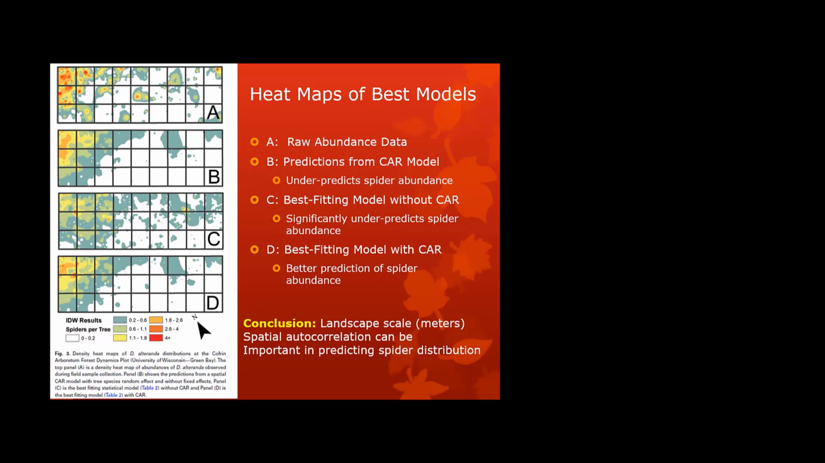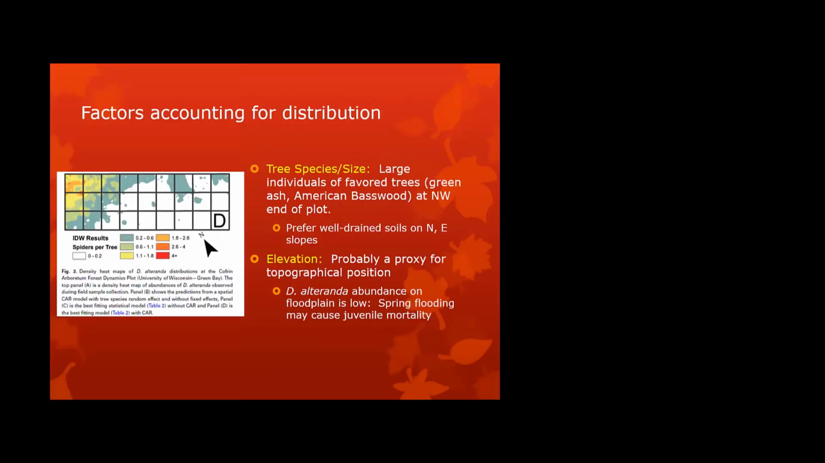And then finally, we have what we think is the best model, which is the best fitting model with the spatial autocorrelation. And it seems to be a better predictor of the spider abundance. So the basic conclusion is that at the landscape scale, these meter-scale spatial autocorrelations can actually be important in predicting spider distribution.